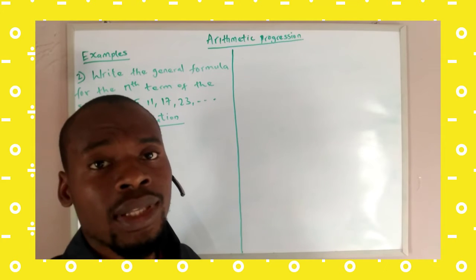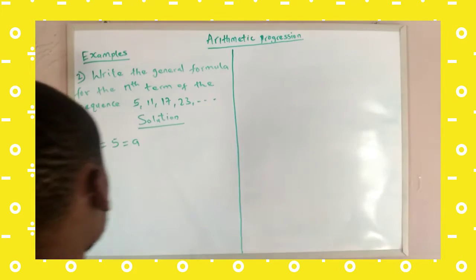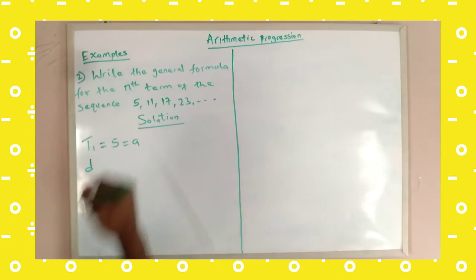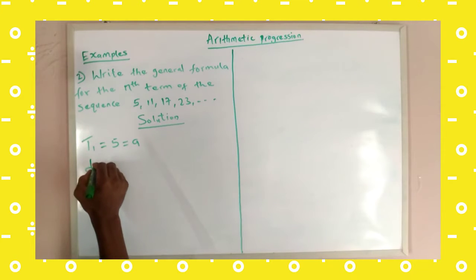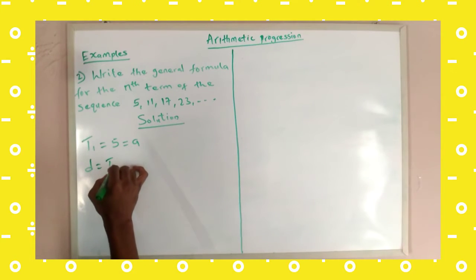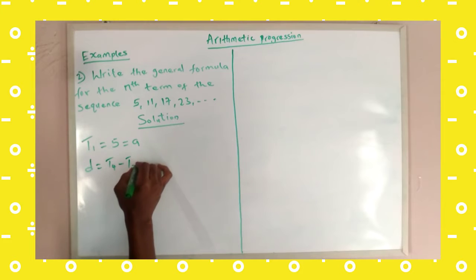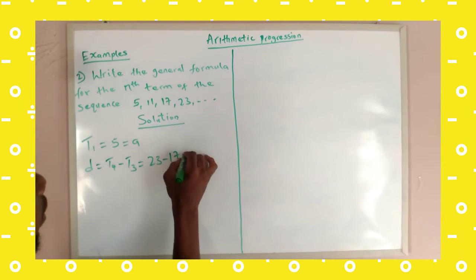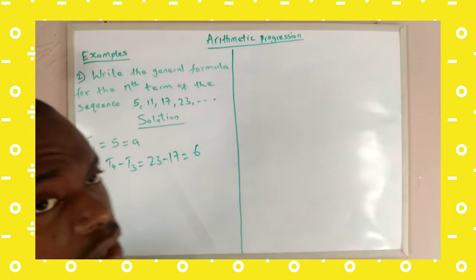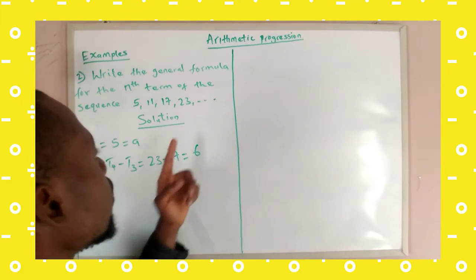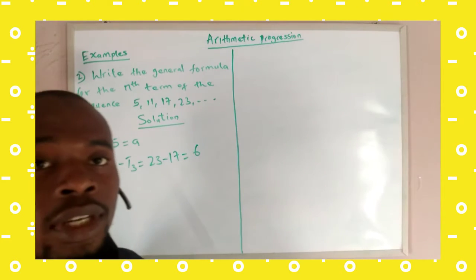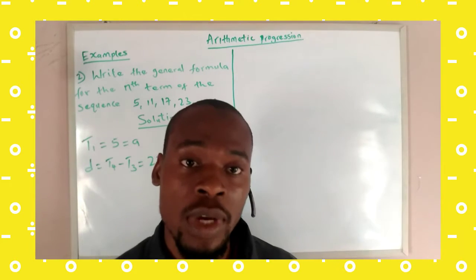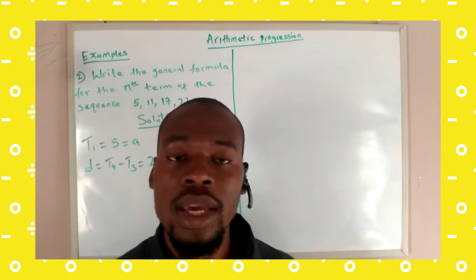In order to get our common difference, which is D, we make use of T4 minus T3. That will be 23 minus 17, and that will give us 6. Here, I make use of our fourth and third term because some people might ask, is it only the first term and second term we can use? No, we can use any of the terms.